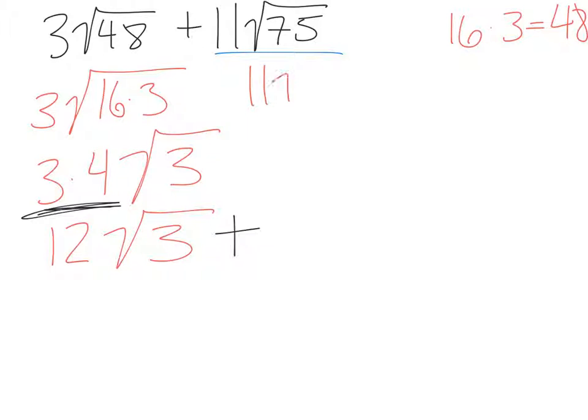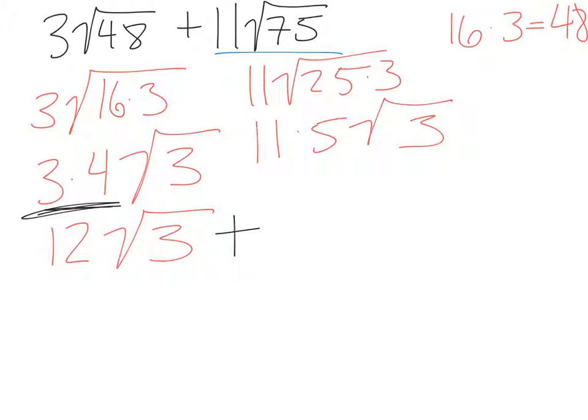So rewriting that, I'll rewrite it as 25 times 3. Okay, then I take the square root of 25. The square root of 25 gives me 5, and I'm going to bring that to the outside now. So that'll be 11 times 5 on the outside. And then on the inside, I'll still have the square root of 3. And then finally, I can go ahead and do my multiplication. So 11 times 5 gives me 55. So I'll have 55 square root of 3.